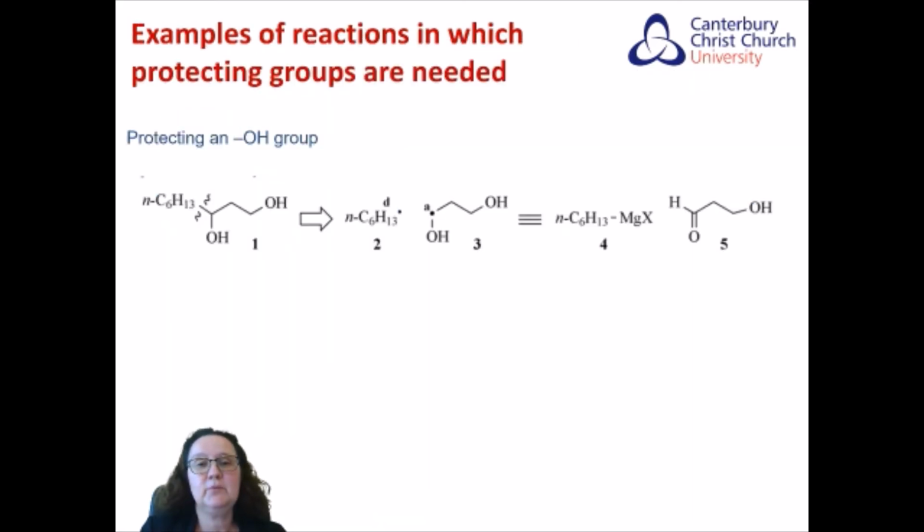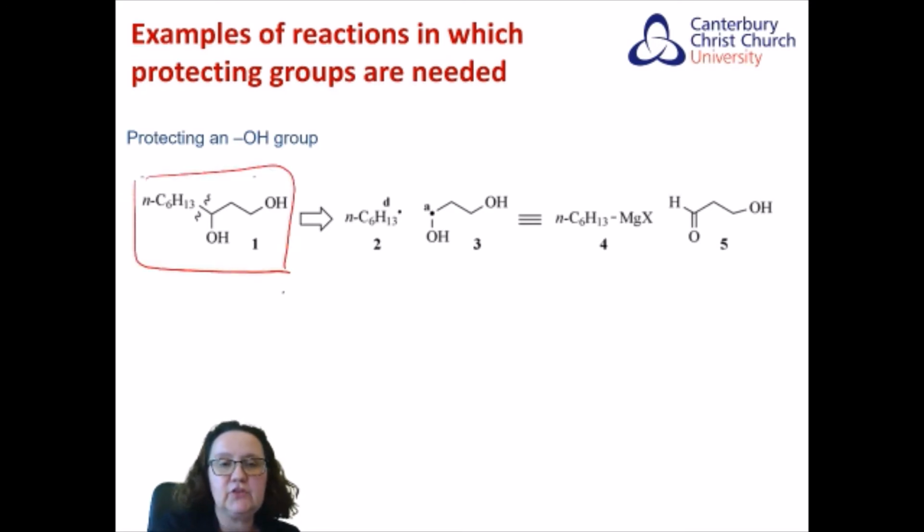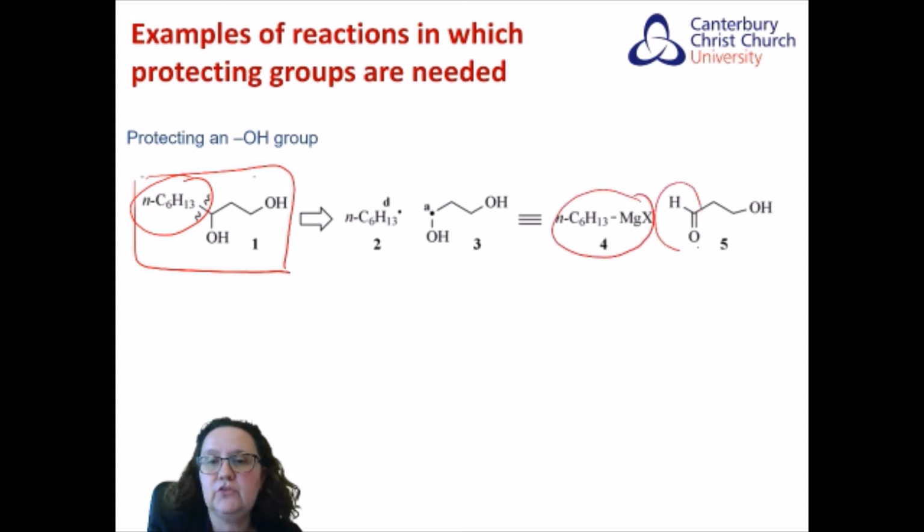This is an example of a reaction in which you might need to protect a hydroxyl group. So we've got this product, this is what we're aiming for. And if you look at this as a retrosynthesis, when you look at this compound, it has two hydroxyl groups and a carbon chain. So one way of introducing this carbon chain here would be by using a Grignard reagent, using a Grignard reagent on an aldehyde to form the final product.